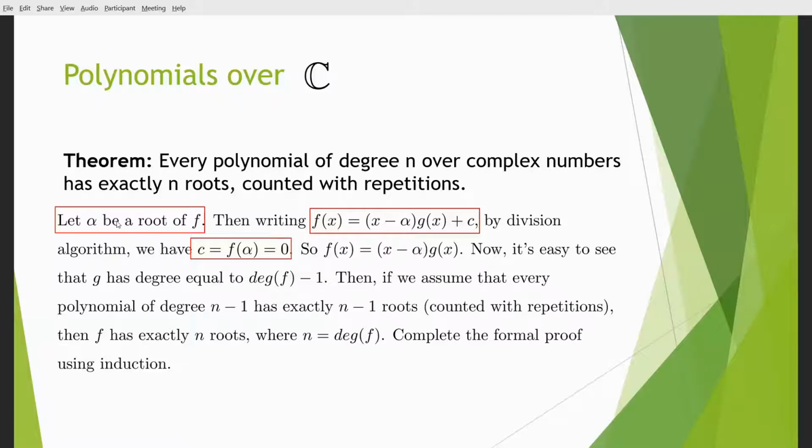Now basically we will give an inductive argument. The base case is very easy to prove. If you have a polynomial of degree 1, you know it has exactly one root. Is it correct? You have a polynomial of degree 1, then do you have exactly one root?